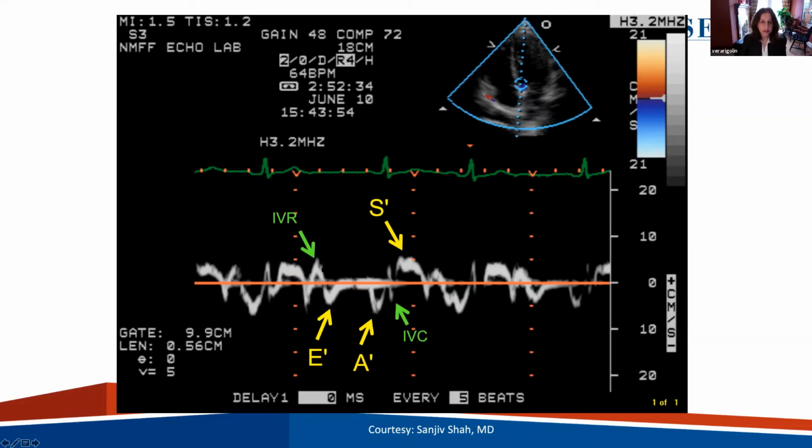And then this little wave over here is isovolumic relaxation. This is your S wave here. So just make sure that you are measuring the correct waveform, because sometimes, as exemplified in this image, it can be a little bit tricky if you're not paying attention to the timing. Again, the S wave happens right after the QRS during systole.